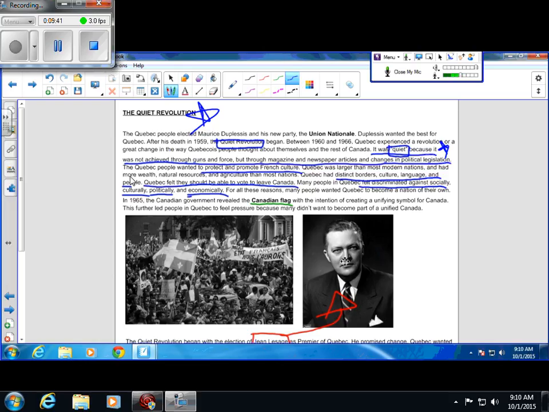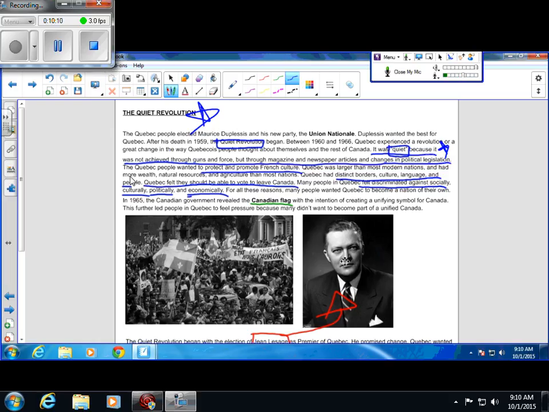So Quebec people wanted to protect and promote French culture. That's what they wanted. As you recall, Quebec is a giant, big province, bigger than most countries. It has good wealth, good natural resources, good agriculture. So as a result, they really wanted to protect their culture, their language, and their people. And as a result, they said that they wanted to leave Canada and become their own separate country or nation.